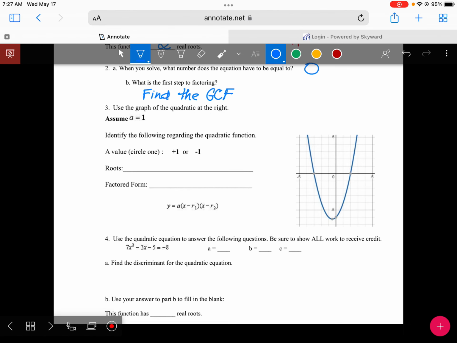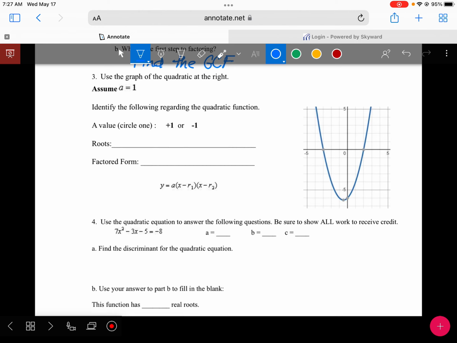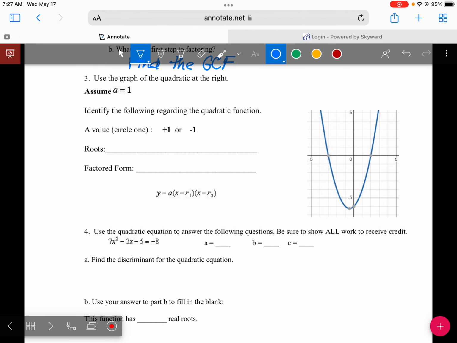Okay, so let's look at number 3. It says, use the graph of the quadratic at the right. If you remember, a quadratic is anything that has your variable to the second power. Okay? And because it is crossing the x-axis in 2 places, it's going to have 2 answers. Sometimes it's only going to cross in 1 place, and sometimes it won't cross at all.